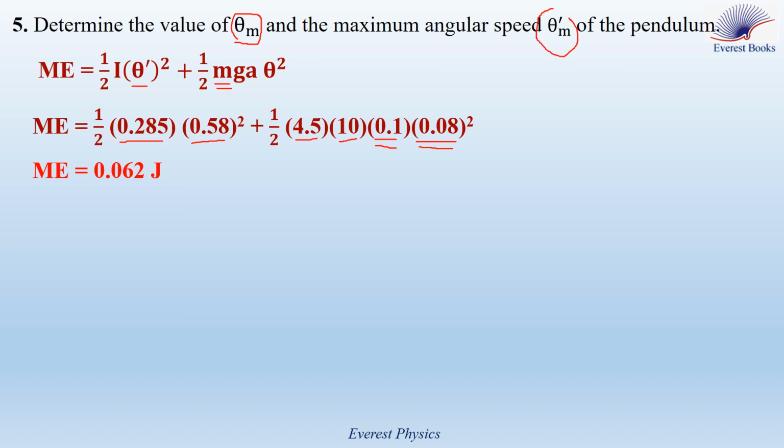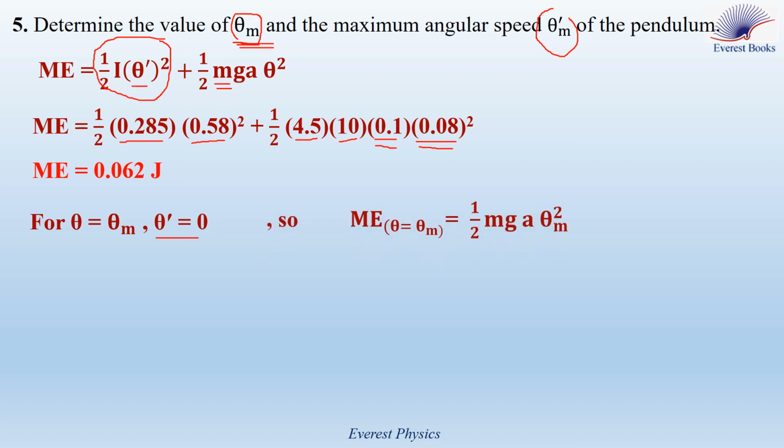Now, after determining the value of the constant mechanical energy, we are ready to determine theta m and theta m prime. Let's start with theta m. You know that when theta is equal to theta m, then theta prime is equal to 0, which means that the kinetic energy in this position is equal to 0. So the mechanical energy at the extreme position is equal to 1/2 mga theta max squared, or theta m squared.